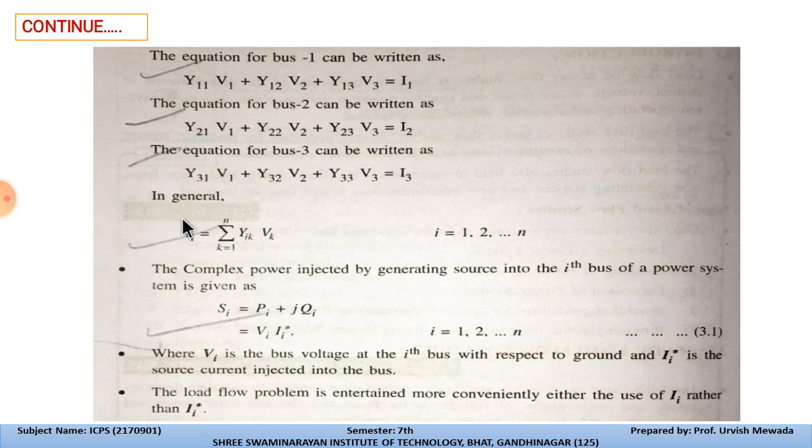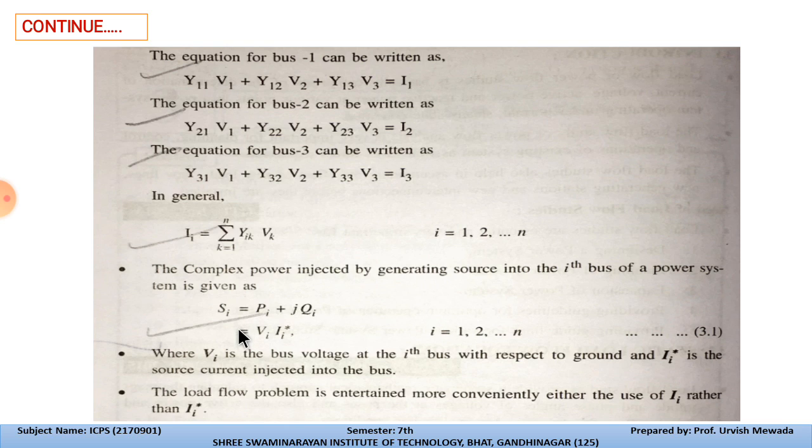So in general we can write this equation as the summation of all the admittances, with k equal to 1 up to n. We can have the nth number of buses, so we can derive this equation for n buses. So Ii will be the sum over k equal to 1 to n of Yik Vk, where i is equal to 1 to n.